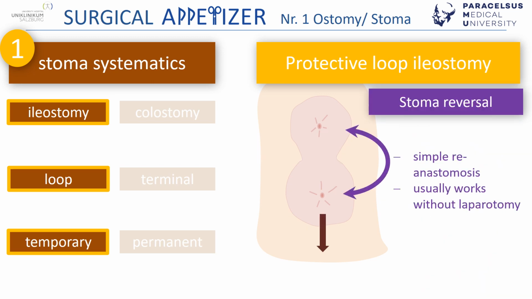Stoma reversal is relatively easy. We perform a simple reanastomosis of both loops, and this usually works without a laparotomy.